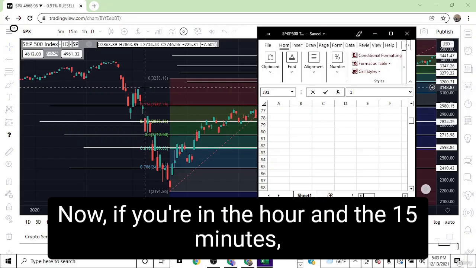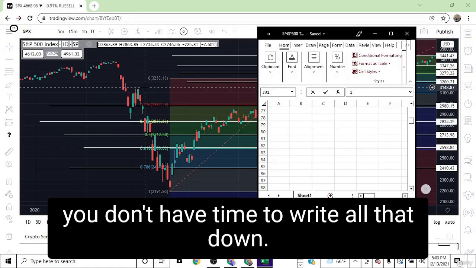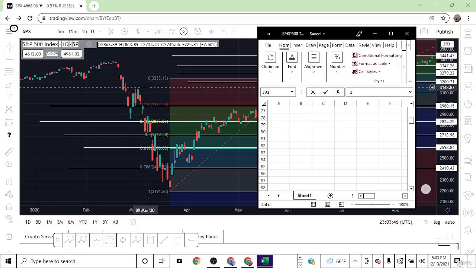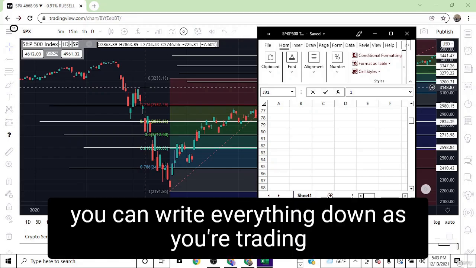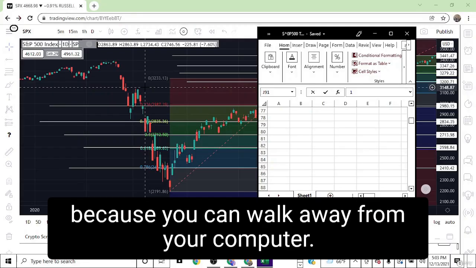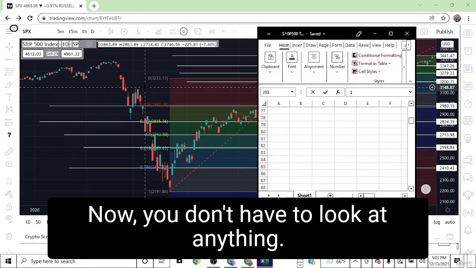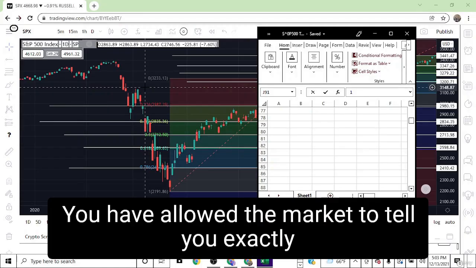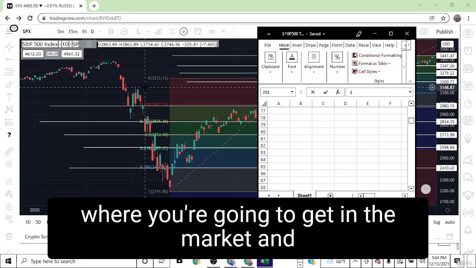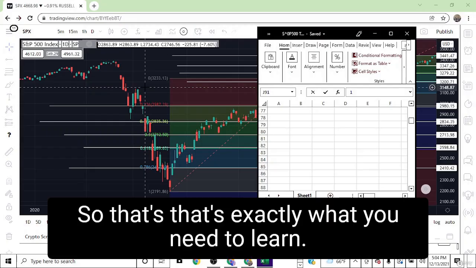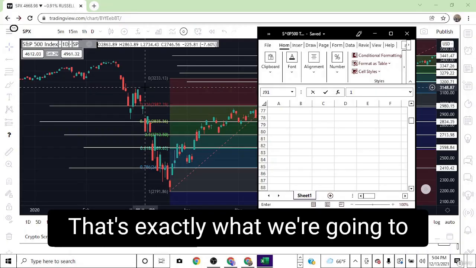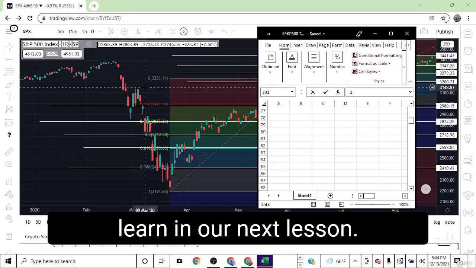Now, if you're in the hour and the 15 minutes charts, you don't have time to write all that down. It's just not possible. But if you're in the 8-day charts, you can write everything down as you're trading because you can walk away from your computer. You don't have to look at anything. You have allowed the market to tell you exactly where you're going to get in the market and where you're going to get out of the market. So that's exactly what you need to learn, and that's exactly what we're going to learn in our next lesson.